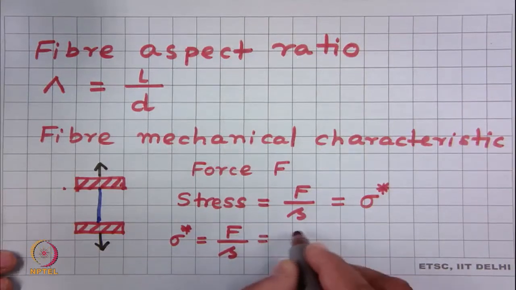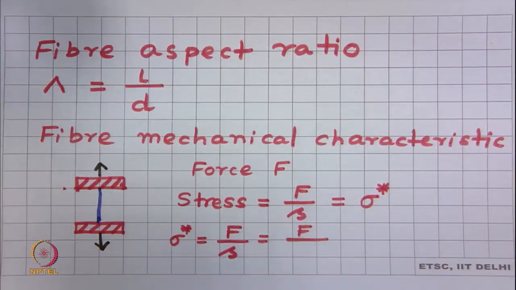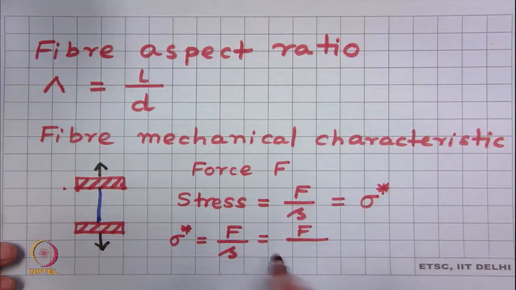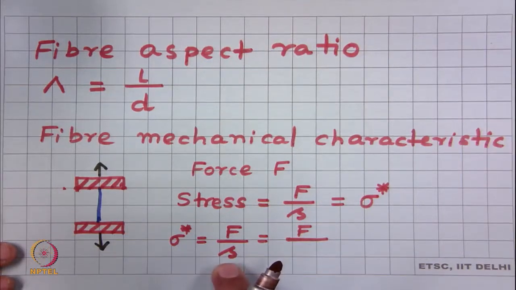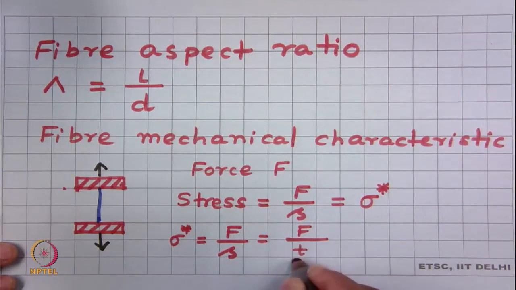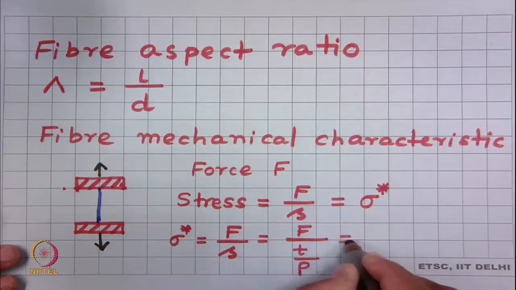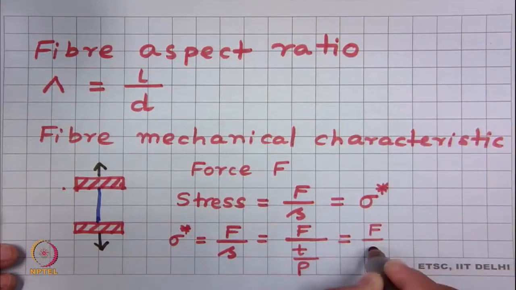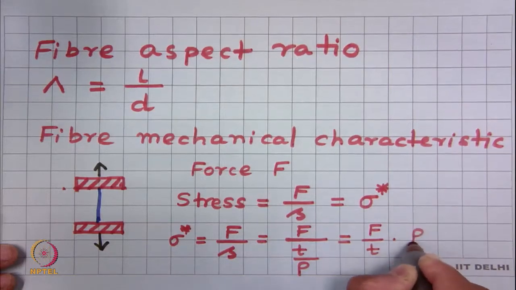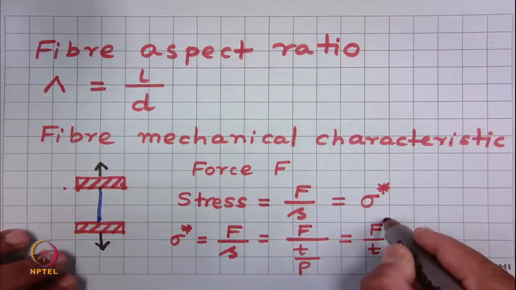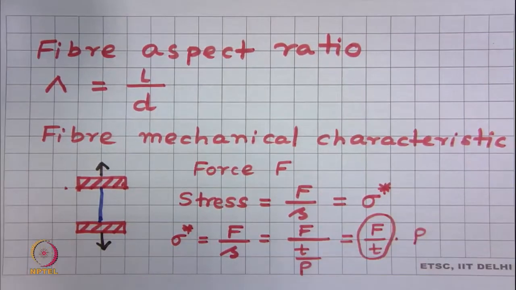Now, how is cross sectional area related to fiber fineness? It is T by rho. Right, we have derived that a few minutes earlier. Then we can write F by T into rho. Rho is fiber density. In textile, we often use this expression for stress, F by T.